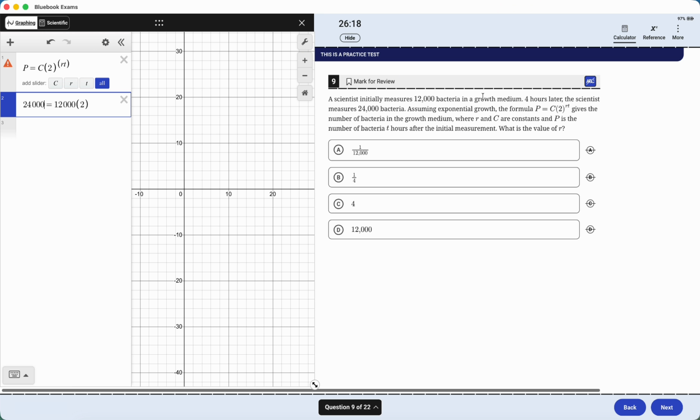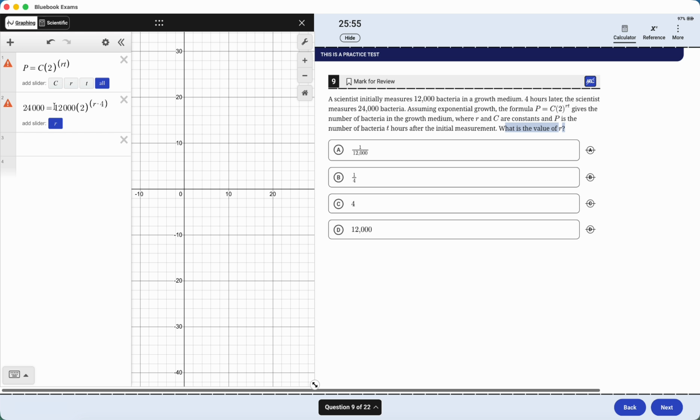Well, R is just a constant, and then T they tell us is hours. Well, they tell you 4 hours later, so you know the T. So in my exponent, I know T is going to be 4, and they're asking me to solve for R. And that's how it works, you can only have one unknown. So if the question is, what is R, I have to know everything else.